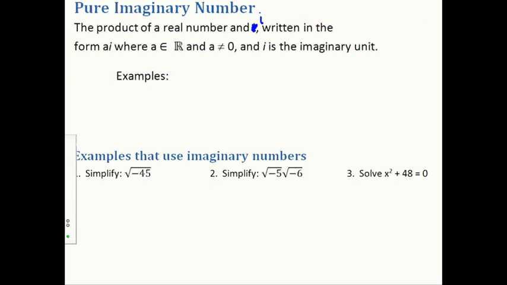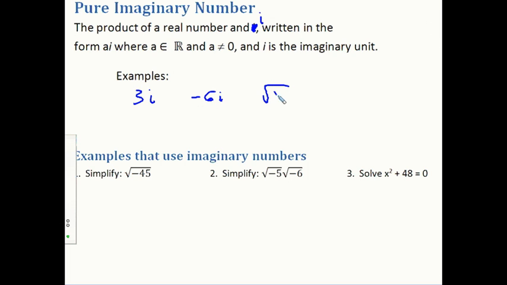The product of a real number and i, written in the form ai, where a is a real number. a does not equal 0 because you'd be multiplying by 0 and you just get 0. And i is the imaginary unit. So a pure imaginary number, we'll get into other types of numbers that have imaginary numbers in them. But right now, some examples of a pure imaginary number would be 3i, negative 6i.